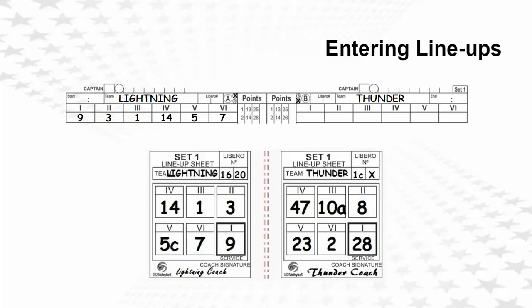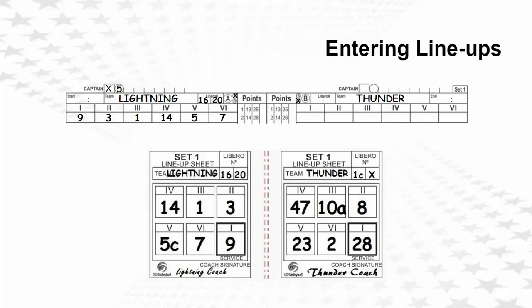Lightning is on the left, so enter their lineup as seen here. Then record 16 and 20 in the Libero boxes on Lightning's side of the score sheet. Be sure to enter the captain information. If there is no formal roster or roster captain, write an X in the square next to captain and in the circle, enter the captain as noted on the submitted lineup sheet.